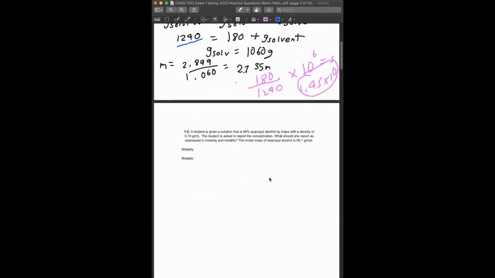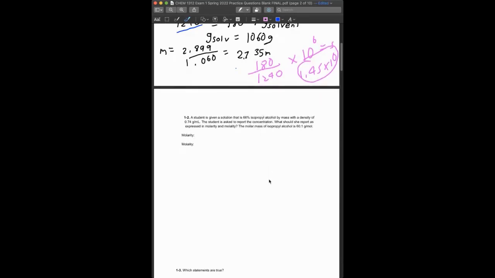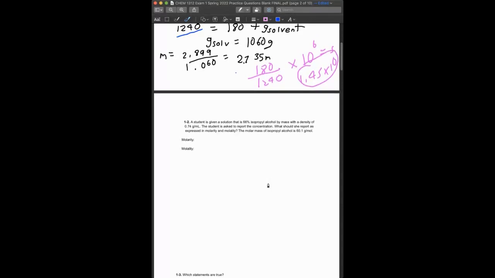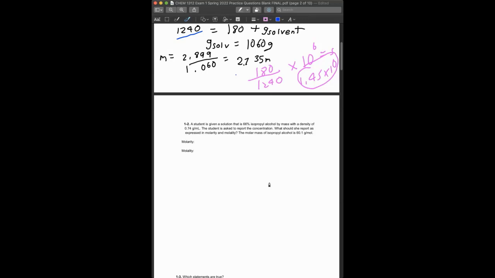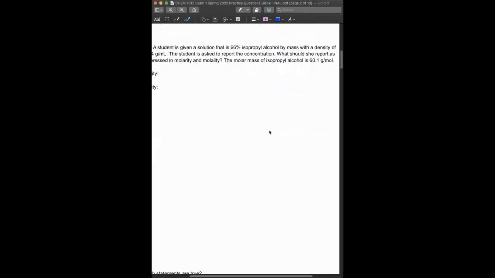So a student is given a solution that is 66% isopropyl alcohol by mass with a density of 0.74 grams per milliliter. The student is asked to report the concentration. What should you report as molarity, molality? The molar mass of isopropyl alcohol is that much. So I'll give you all a few minutes to read this problem, attempt it yourself, and so we can talk about it in a little bit. Okay, so let's get started with this problem. Go ahead and just make my screen a little bigger.